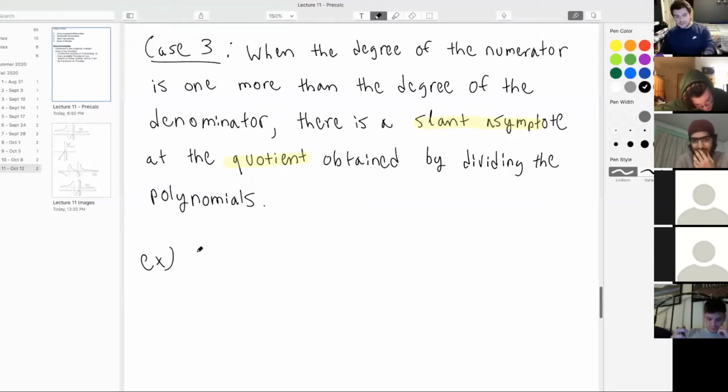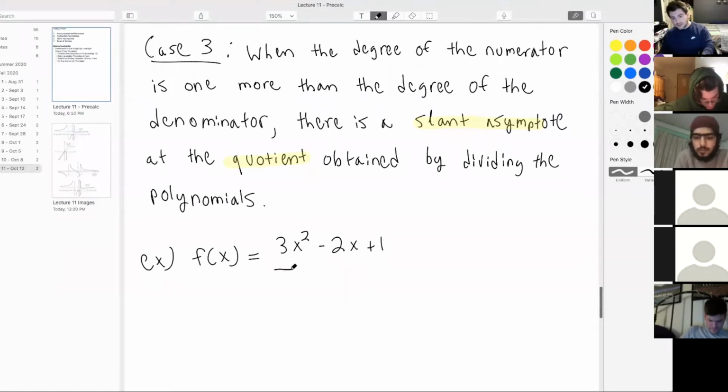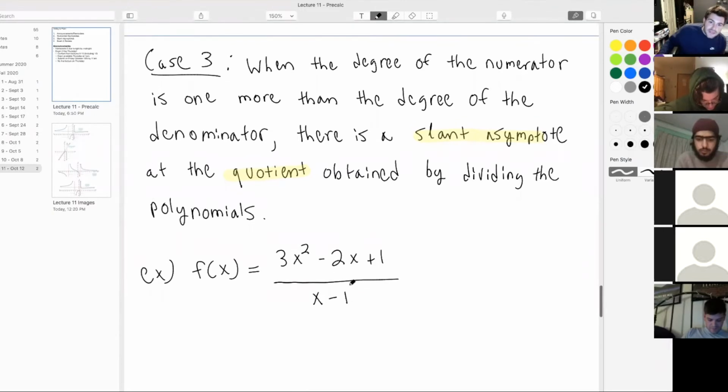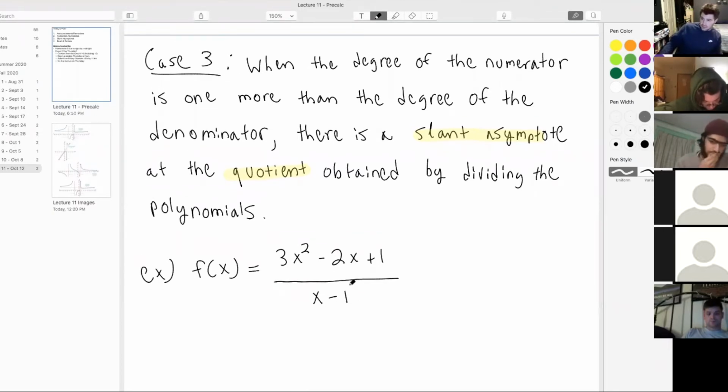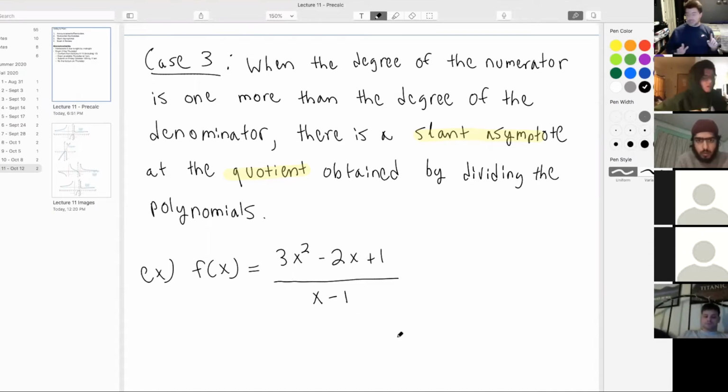Example. So this rational function, f of x equals 3x squared minus 2x plus 1 divided by x minus 1. Right. So just make note that we are indeed in case 3. The degree of the numerator is just one higher than the degree of the denominator. Degree of numerator is 2, degree of denominator is 1. All right, so we are in case 3.